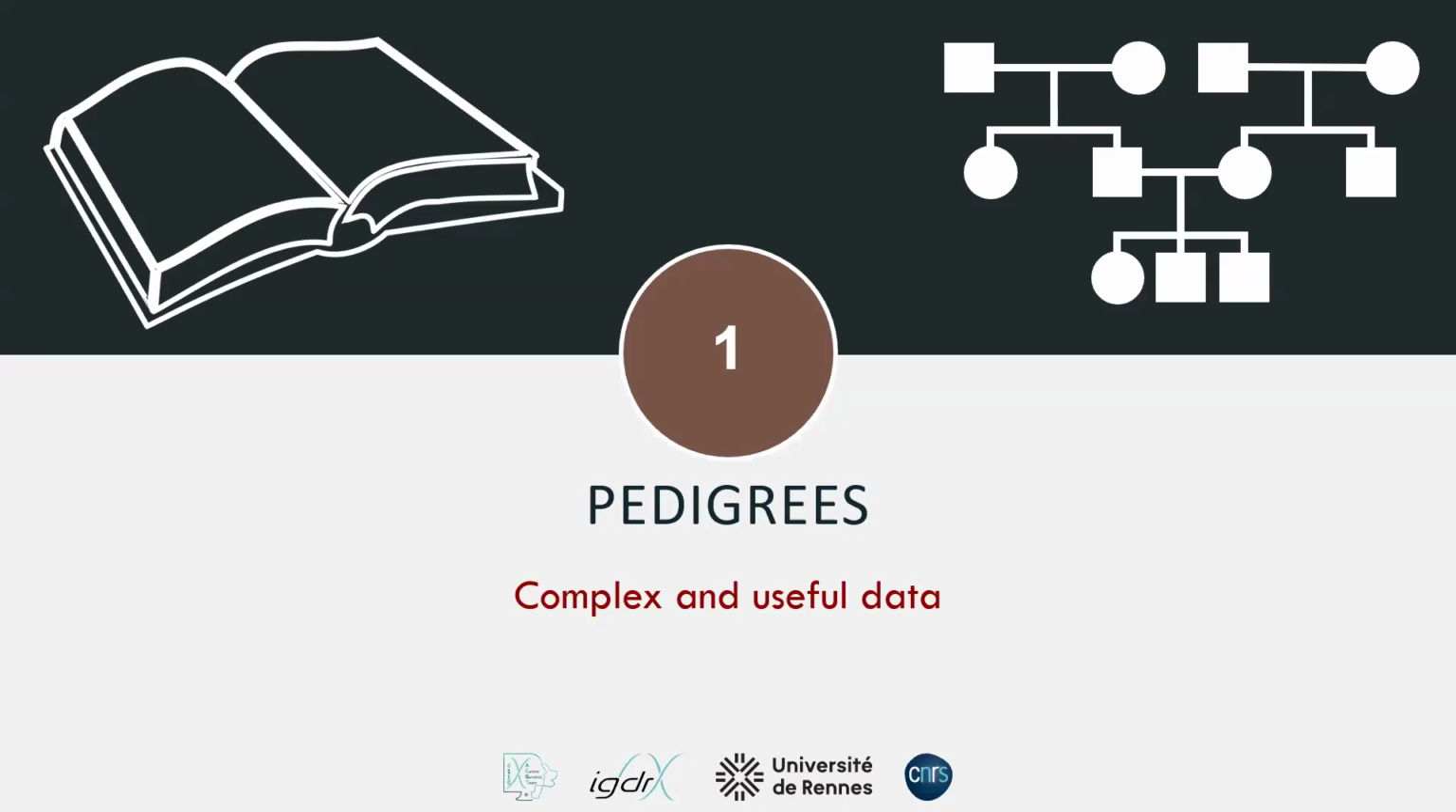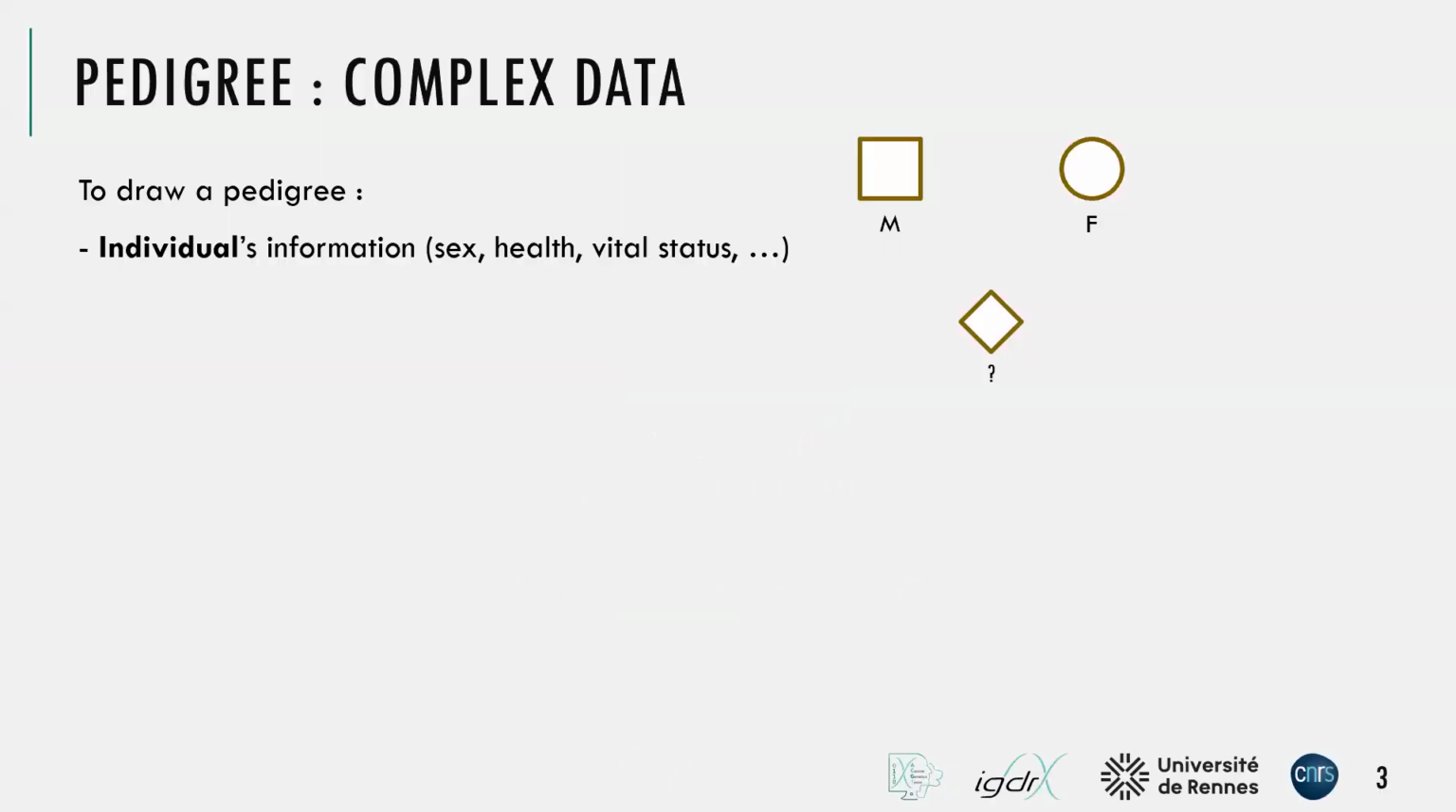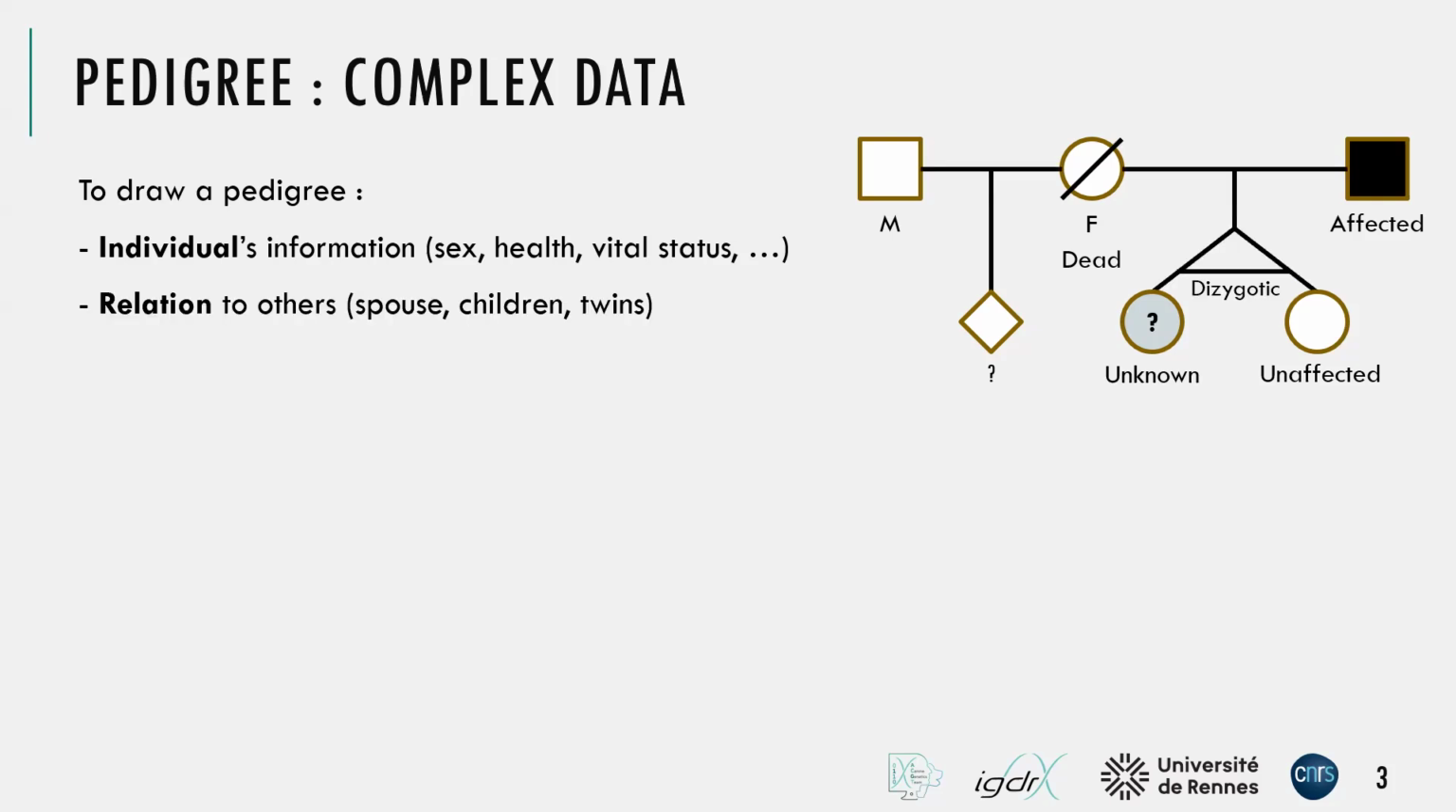Pedigree data are a structured way to represent family history, specifically focusing on how traits, genetic variants, or diseases are passed down through generations. Therefore, to draw a pedigree, you need a lot of different information for each individual. You need to know his sex, if he's affected, if he's still alive, and how he is related to other individuals.